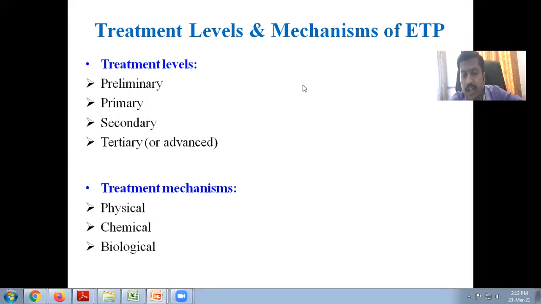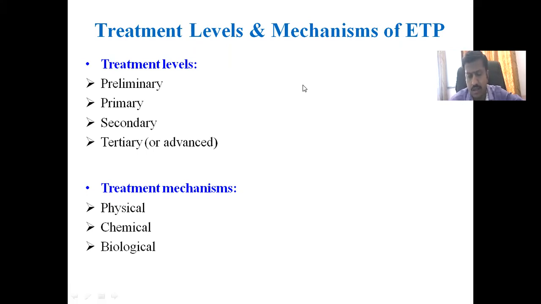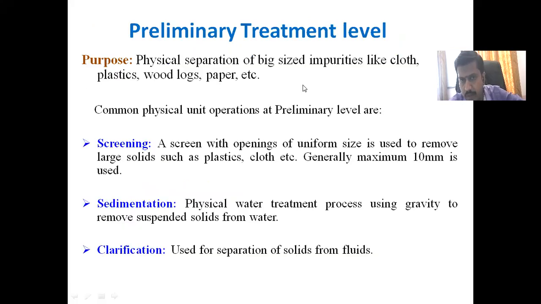And after that, we started our discussion with the treatment levels and the mechanism to be followed by these ETPs. In this section, as per my knowledge, we have completed the preliminary treatment level and primary treatment level. In the preliminary treatment level, we separate out, by physical separation, the big sized impurities, like screening, aeration, coagulation, flocculation, followed by sedimentation. So in the preliminary treatment level, we are going to remove big sized impurities.